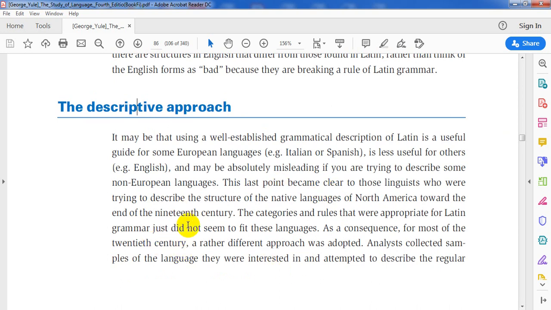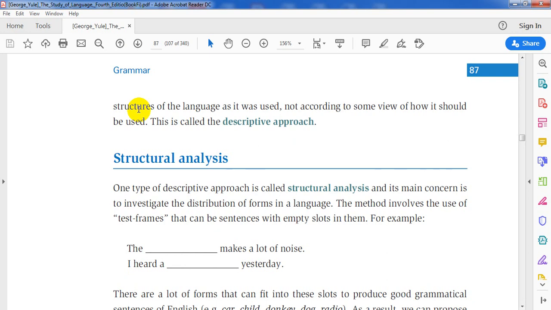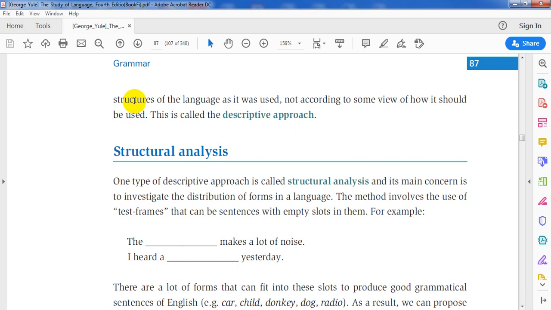Yes, it is a view, an approach of grammar, to describe how people use the language, and not according to the use of the Greek and Latin languages. This descriptive approach has adopted some practical steps to describe the language. And one of those practical steps is the structural analysis.